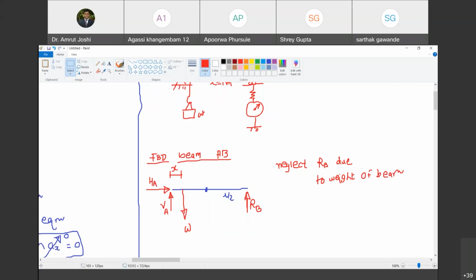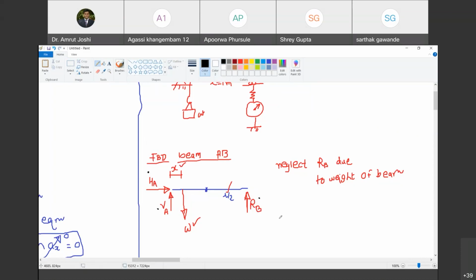So now I am calculating RB only due to this small externally applied W. Happy? Yes, sir. How do I get it? How many unknowns are there? Tell me. 1, 2, 3, 4? W is known. Are you with me? Yes, sir. Length of the beam is known. X is known because I am going to arrange it at distance X. Are you with me? Yes, sir. So W is known, X is known, L by 2 is known. What are the unknowns? 3 unknowns: HA, VA, and RB.